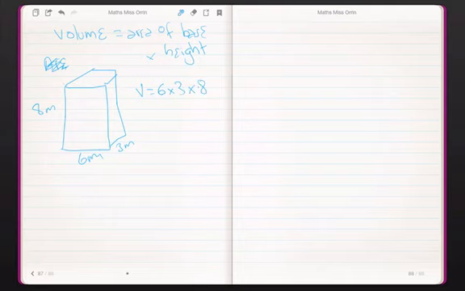You can do them separately, or you could just do it all at once. With rectangles, it's pretty easy to do it all at once. So it is 144 meters cubed.